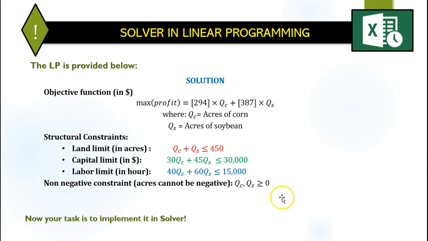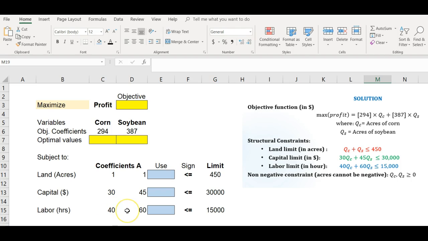This results in the following linear programming problem. Now let's implement it in Solver. As you can see, I used a similar formulation as in the previous cases. For the objective function, I put first the coefficients, then I left blank 3 cells, one for the objective function, which is the profit, and 2 for each decision variable, the first one for corn and the second one for soybeans.